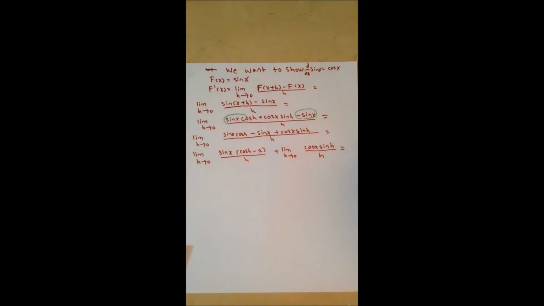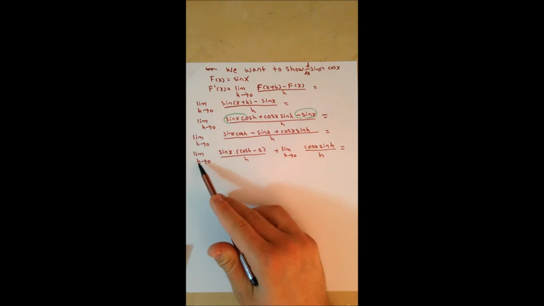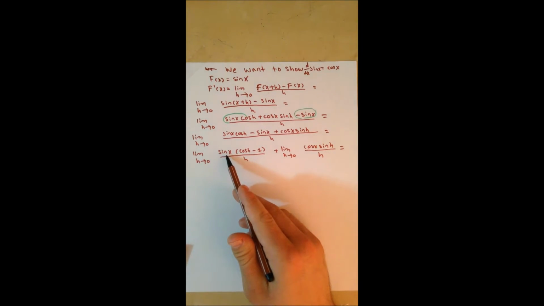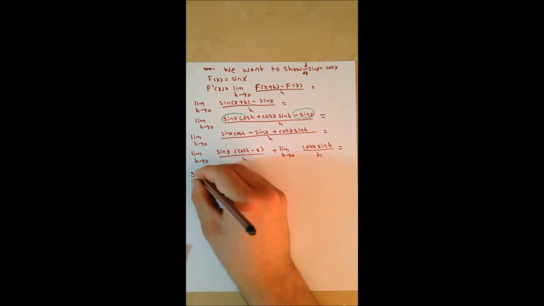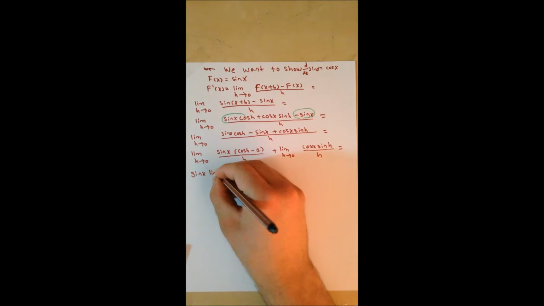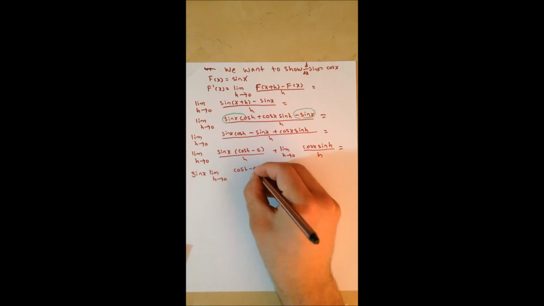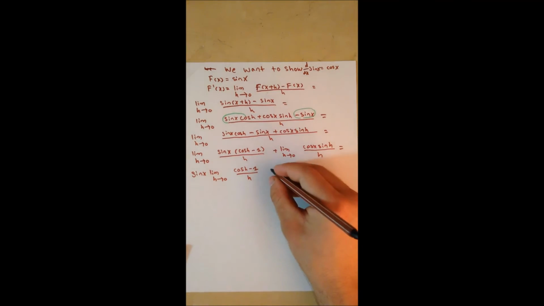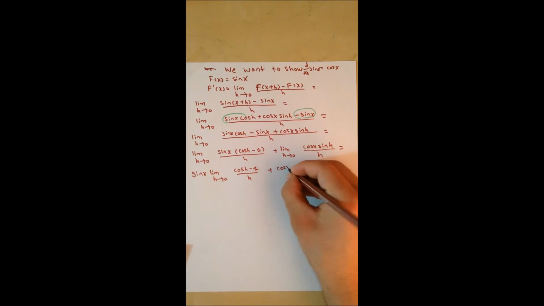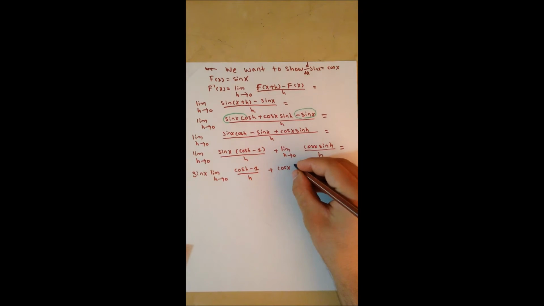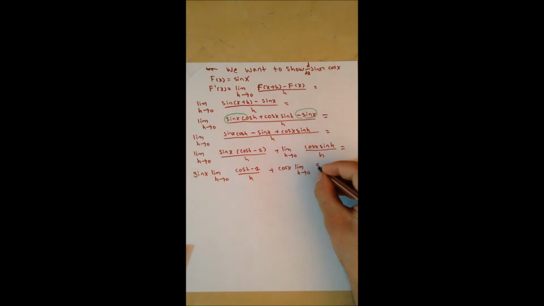So now we can pull out the sine x in front of the limit as h goes to 0, because sine x is just a constant, so it doesn't change the value. So I pull out the sine x, limit as h goes to 0 of cos h minus 1 all over h, plus I'm pulling out the cos x on this side, cos x limit as h approaches 0 of sine h over h.